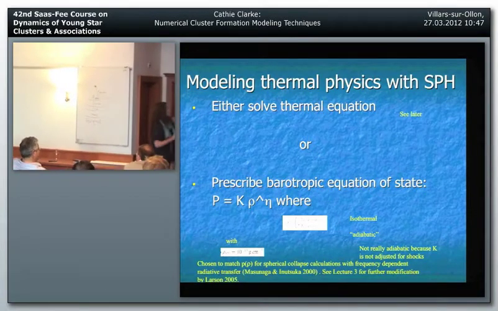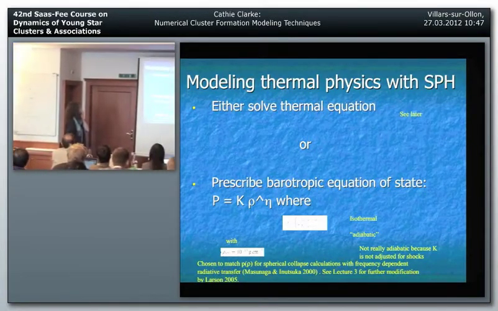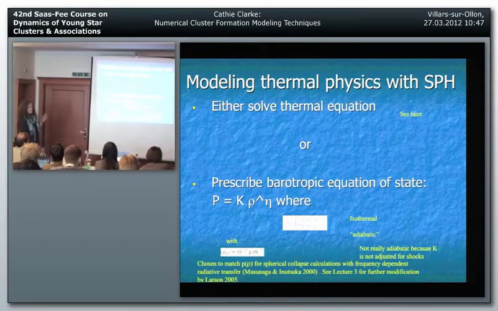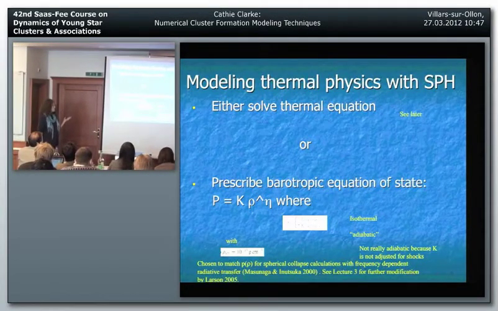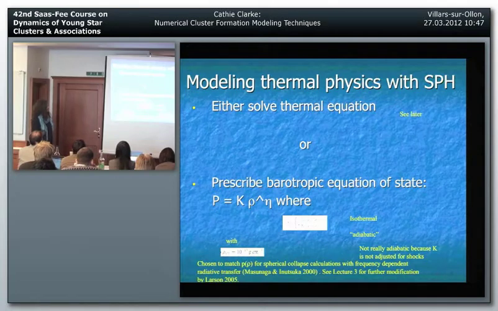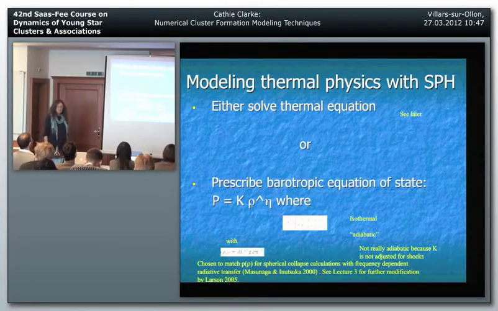Okay, modelling thermal physics with SPH. Again, this isn't actually SPH specific. This is what you have to do. You have to relate your pressure to your density in order to be able to calculate the acceleration terms. So you can solve the thermal equation. You can look at the balance of heating and cooling, or much simpler, and what's been done in the majority of simulations in this area up until a couple of years ago, is instead to parameterize the equation of state simply as a barotropic relation.